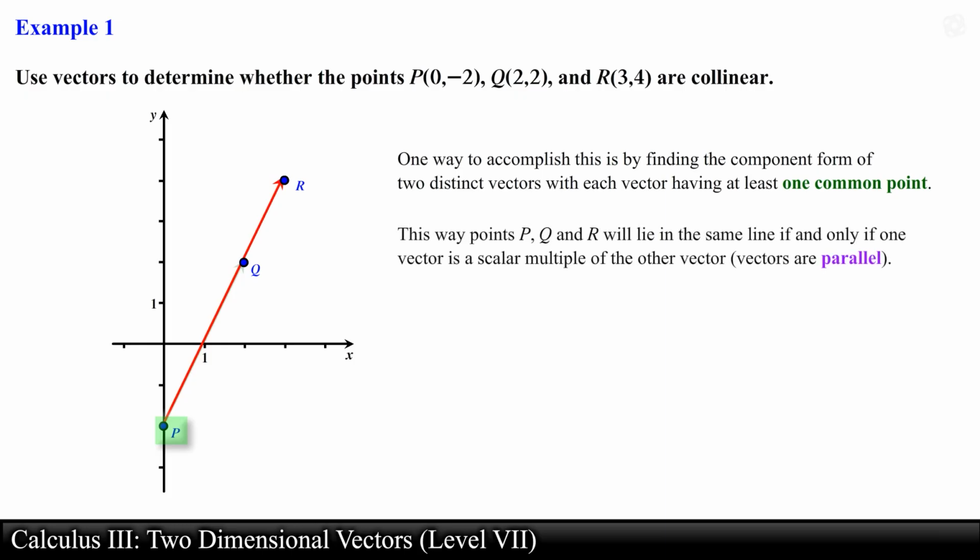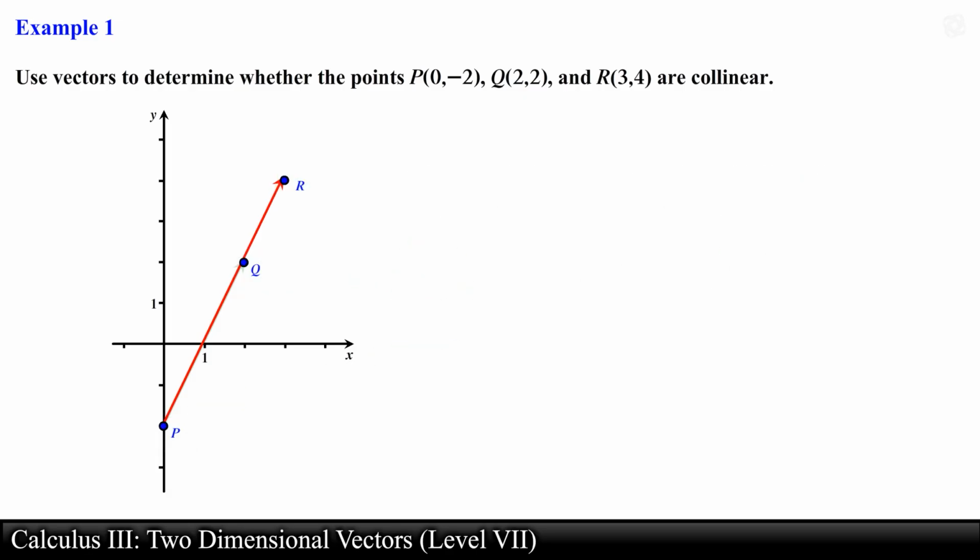This way, points P, Q, and R will lie in the same line if and only if one vector is a scalar multiple of the other vector. In other words, if both vectors are parallel. Alright, let's generate two vectors.